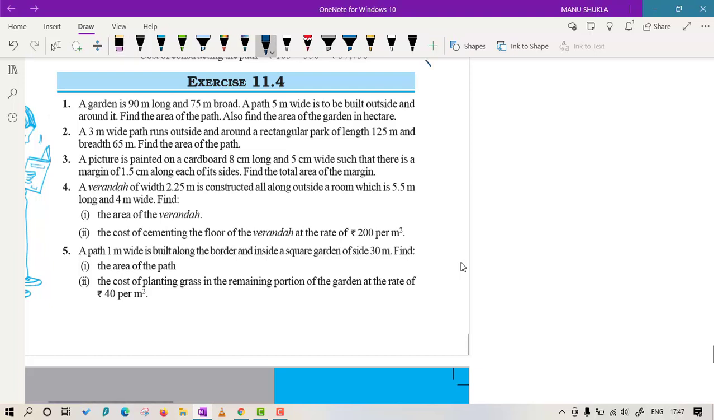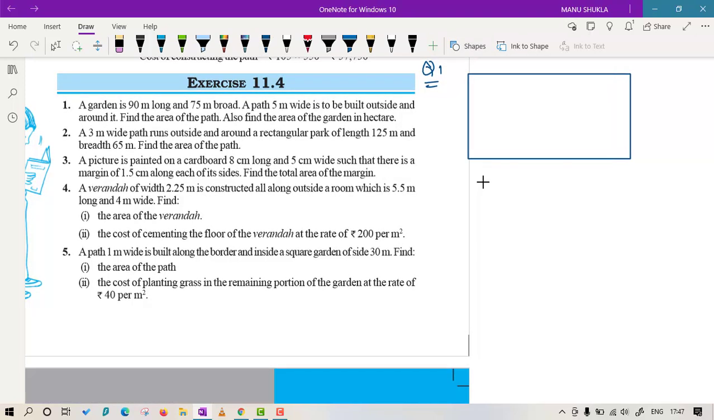Question number 1. First, we will write what is given to us and also we will draw a diagram. A garden is 90-meter long and 75-meter broad. That means it is a case of a rectangle. So let's take a rectangle diagram. We will draw using a pencil and, as I have told you, we can name it A, B, C and D. So this is the rectangle given to us.